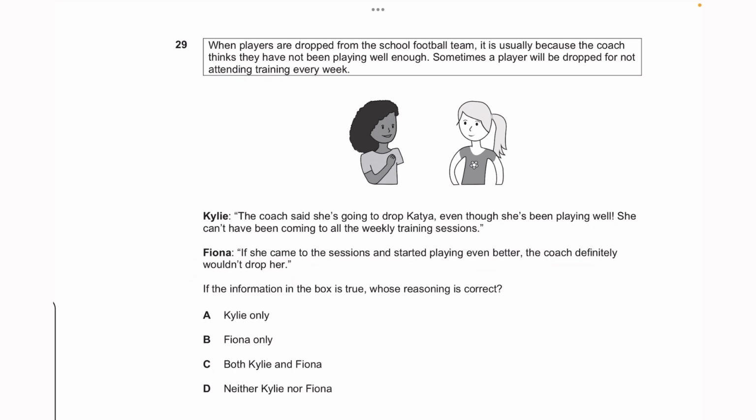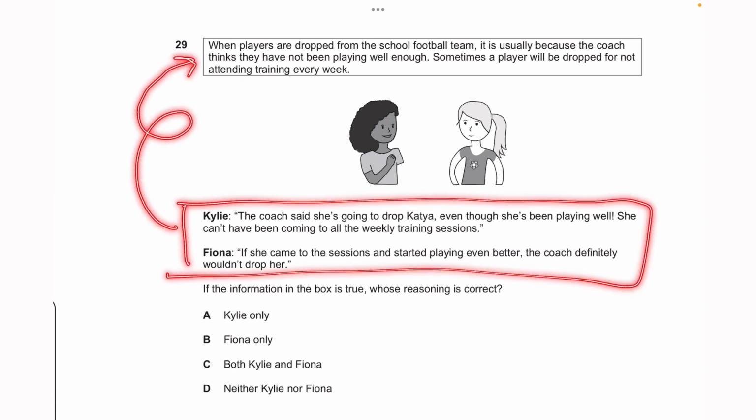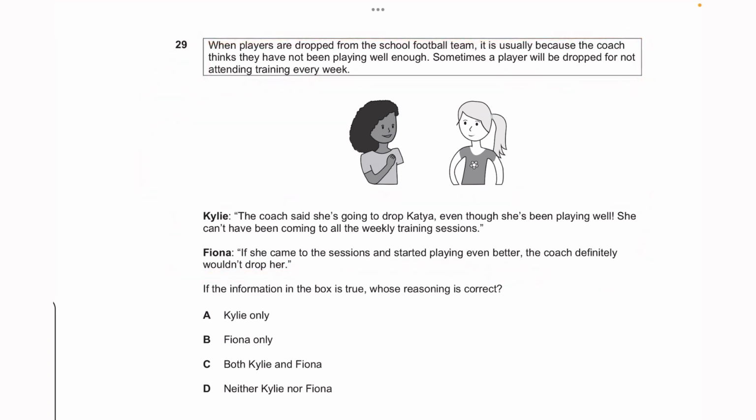Once again, boys and girls, we need to look at these two people's reasonings and see how they match according to the information in this box. And then we can determine if it's true or false, okay? And so what we know is this. Players are dropped from the football team. It is usually because the coach, number one, thinks they have not been playing well enough. So that's condition number one. And sometimes a player will be dropped for not attending training every week. So there are actually two conditions, okay? It doesn't have to always be those two, those conditions work together, but they're two conditions regardless.